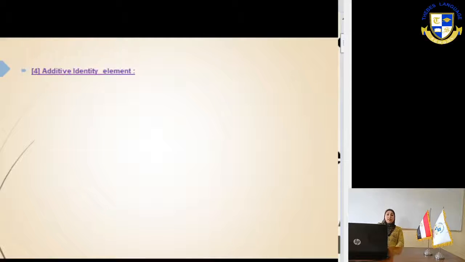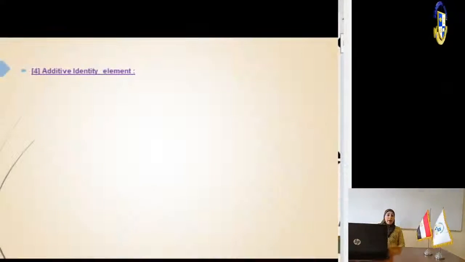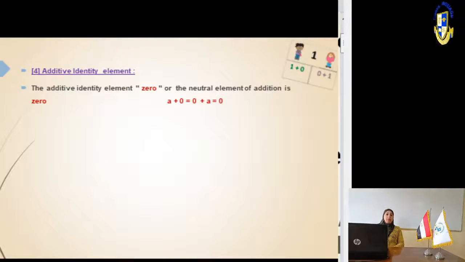Number 4, the additive identity element. Of course, all of you remember it from the previous year. We said before, the additive identity element is 0. Why? Because if I add 0 to any integer, the answer will stay the same integer. For example, 0 plus negative 8, the answer will stay negative 8. If I'm adding 0 to 14, the answer will stay 14. So the neutral element here is 0.